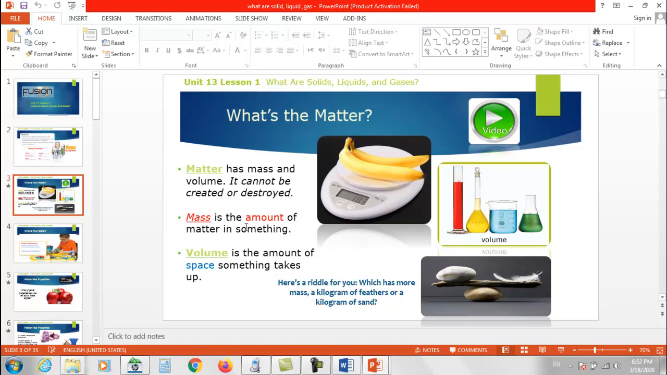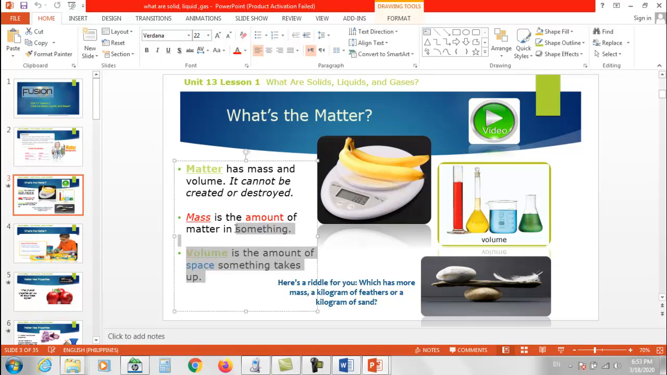Mass is the amount of matter in something, but the volume is the space taken. Mass, the amount of matter, is the amount of liquid inside this cylinder, a little amount of liquid inside the beaker. But the volume is the space, or the amount of space something takes up. We have to know the difference between mass and volume. It's very important.